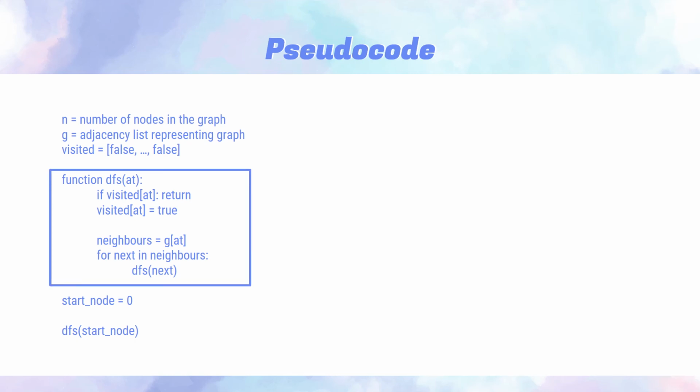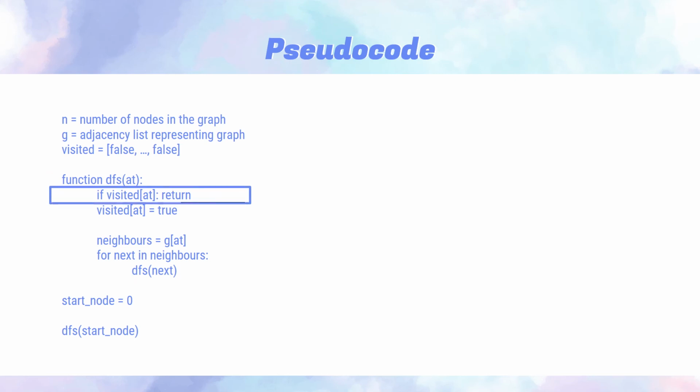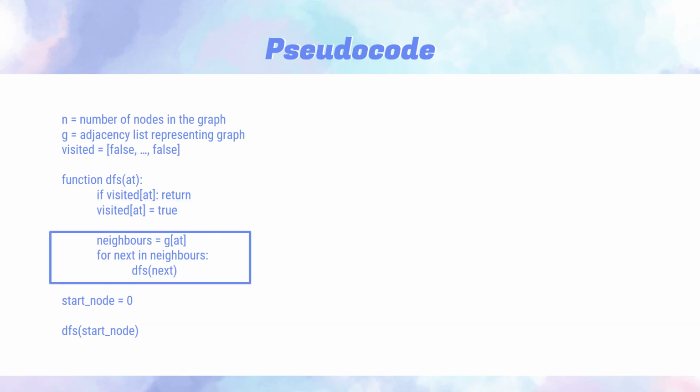So in the function, we have one argument, at, which represents the current node we are at. Next, this statement checks whether the node is already visited. If yes, return, otherwise go to the next statement. Here we mark the node as visited. To get all neighbors of the current node, we pull it out from the adjacency list and explore them by looping over them. In this way, we can go through all nodes in the tree.